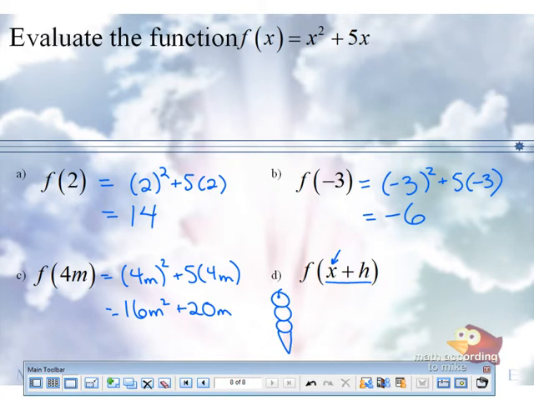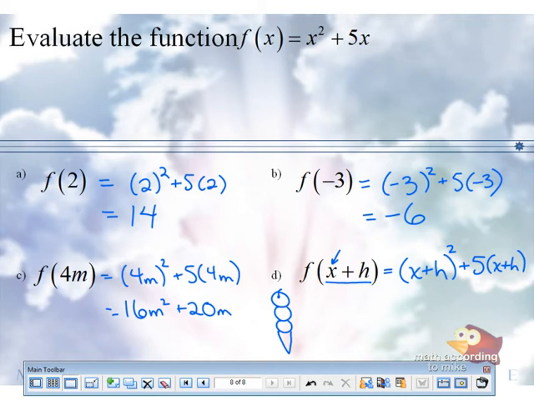So this will say the new x squared plus 5 times the new x. So every x in the function gets replaced with x plus h. Do not just write x squared plus 5x and then tack an h at the end. It's not the same thing. Questions. We're not done, but questions.